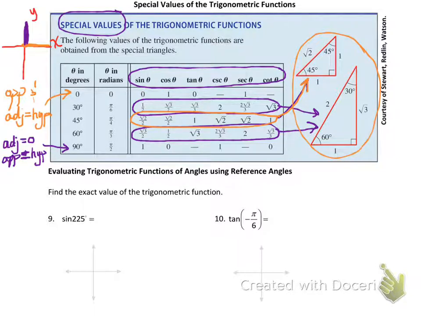Okay, so we're going to do some work with this and find the exact value for the trig function. So, sine of 225. So, what we first need to identify is that 225 is going to be in our 3rd quadrant. Well, why is that? Well, we know that over here we have 180 and down here we have 270 degrees. So clearly 225 is somewhere in between here. So this is our 225. So we know we're in quadrant 3.